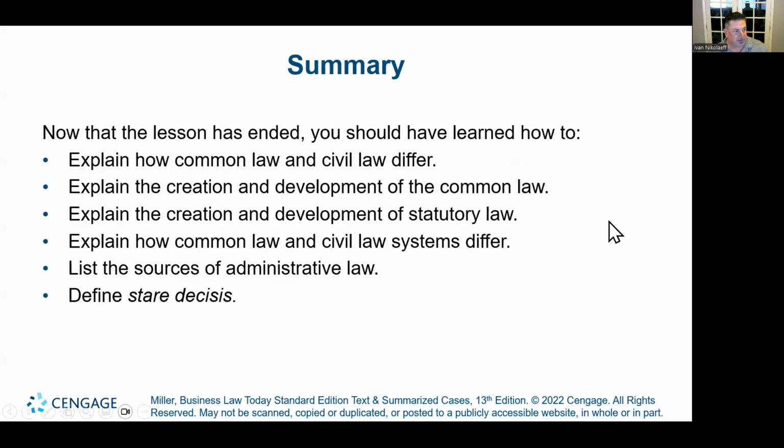So in summary, in this chapter we talked about common law and civil law. We also looked at the creation and development of common law, explained the creation and development of statutory law, and how common law and civil law systems differ. We looked at sources of administrative law, and we looked at stare decisis, a term that basically oversees the way that our judges and our legal system use precedent, or past laws, to look at current law, especially in the court system and when deciding court cases.